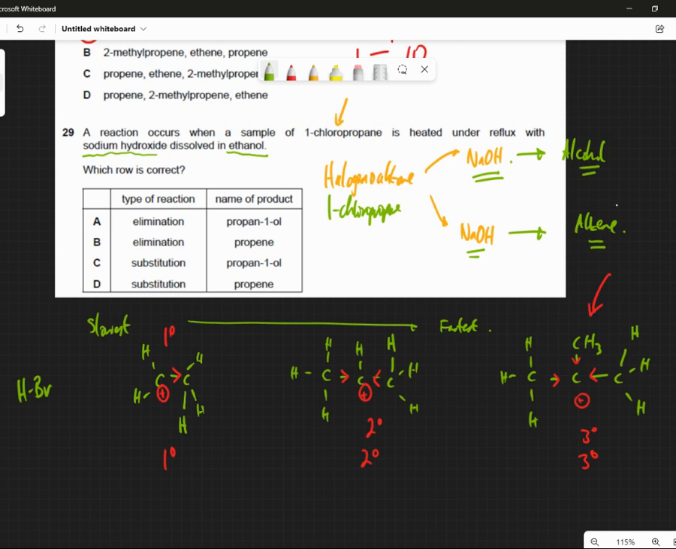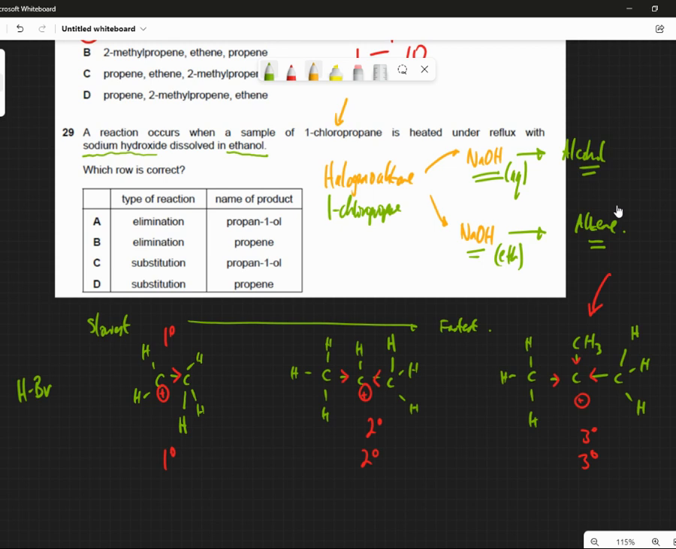If you want to get the alcohol, the sodium hydroxide is aqueous. But if you want to get the alkene, the sodium hydroxide is dissolved in ethanol. Now, there's no way that you could have guessed that. You've just got to know it. You can't work that out, and that's why organic is mean. You've just got to know.